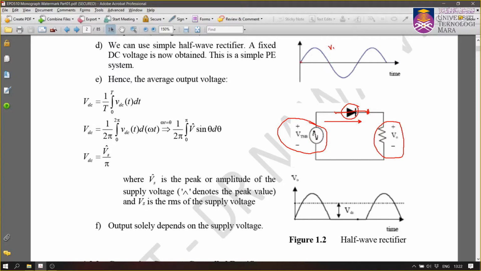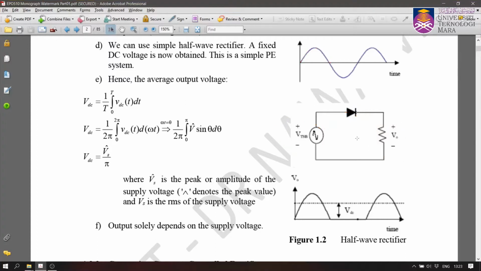So the output voltage will copy exactly the input voltage during the first half of the cycle, but in the negative half cycle, the diode will be reverse biased, right? So now in the negative half cycle, the diode will be in reverse bias and the current tends to flow in that direction, isn't it?